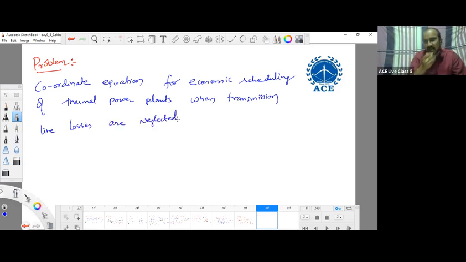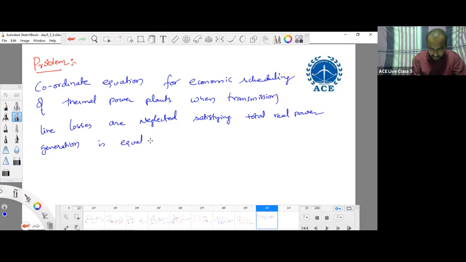When transmission line losses are neglected, satisfying total real power generation is equal to power demand.